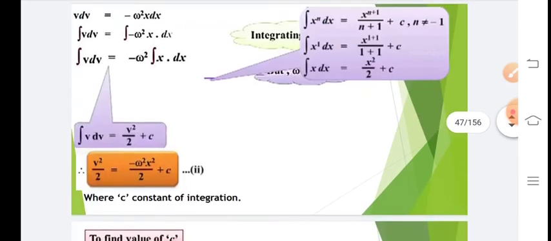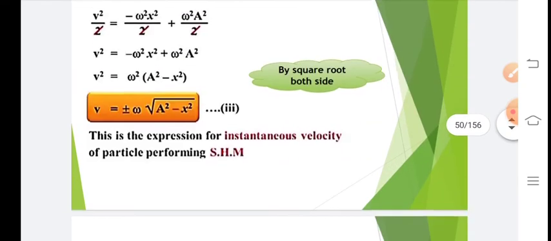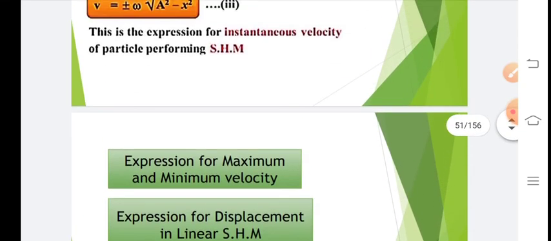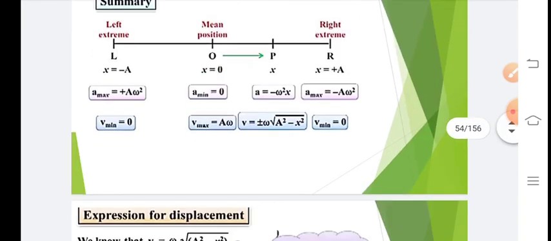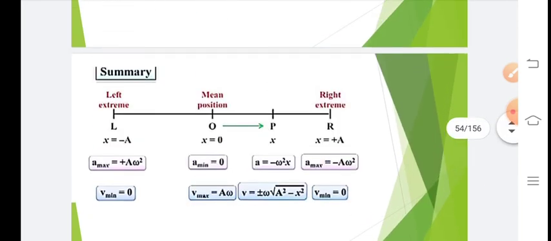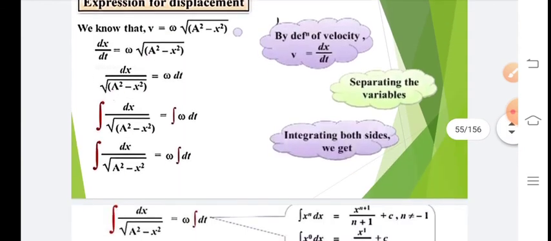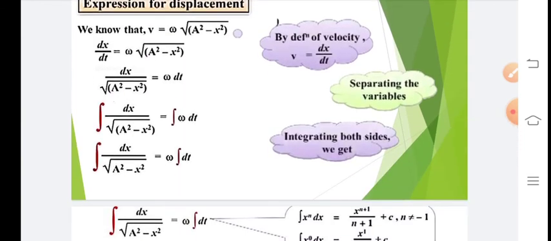And the values of velocity, in summary: this is the acceleration, and this is the velocity. Velocity is minimum for the left extreme, equal to 0, and for the right extreme, equal to 0. At the mean position, Vmax is equal to a omega, and at point P, or at a displacement x, the value of v is equal to plus or minus omega times the square root of a square minus x square.